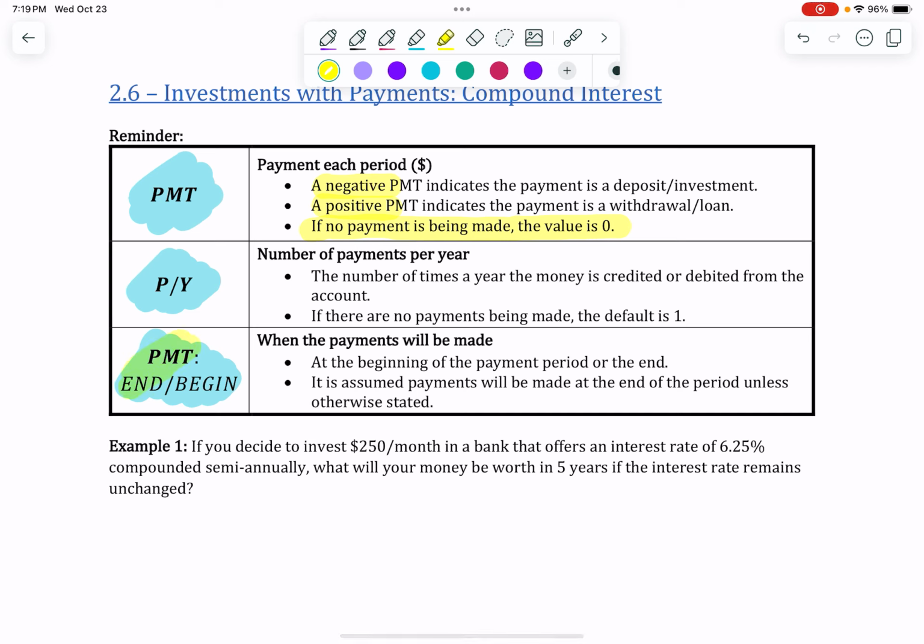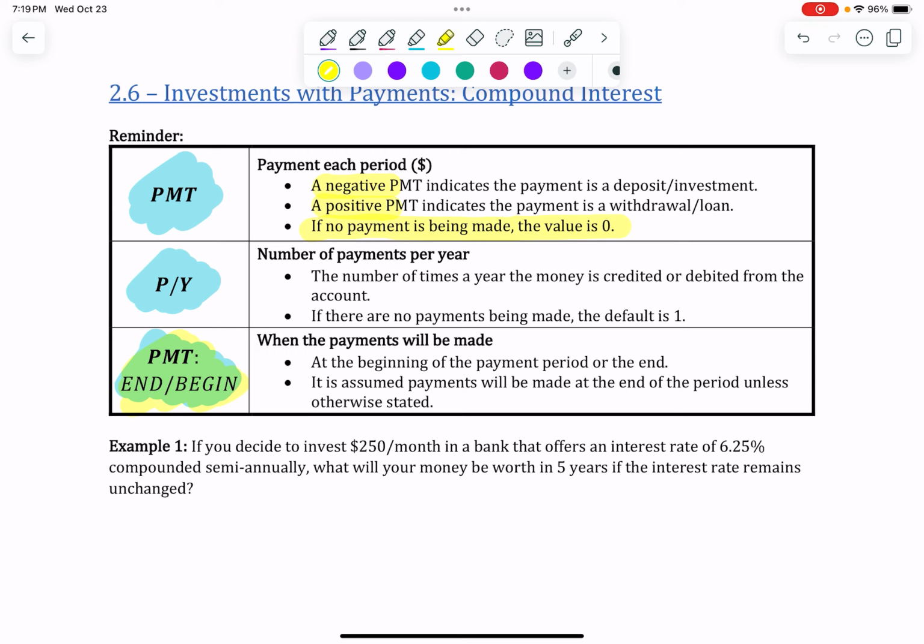And then PMT end or beginning. Every single time we've seen it so far, it's been end. But remember that if I am making an investment, the longer it's in that account, the more interest it'll earn. So if I invest money at the beginning of a month or the end of the month, that's going to make a difference over the long haul of how much money I have. Now, it is assumed that if we are not told when that payment is being made, then it is at the end of whatever payment period. However, if it is beginning, it will say explicitly in the question.